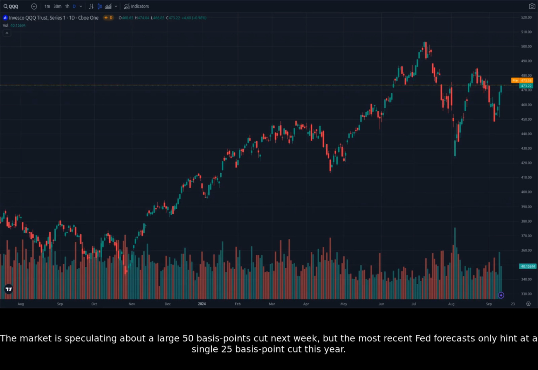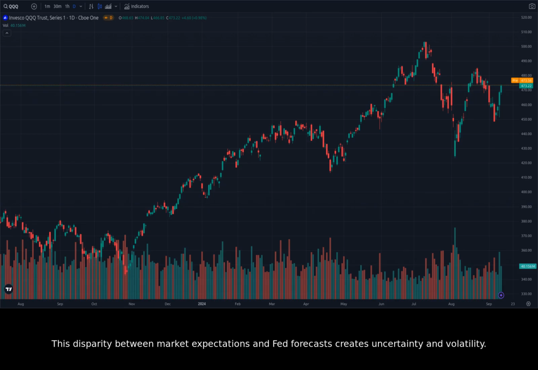The market is speculating about a large 50 basis points cut next week, but the most recent Fed forecasts only hint at a single 25 basis point cut this year. This disparity between market expectations and Fed forecasts creates uncertainty and volatility. However, a rate cut would be a positive development for the stock market, especially for tech-heavy ETFs like QQQ. It could help boost investor confidence and push QQQ higher. Let's dive into the charts and see what they're telling us.